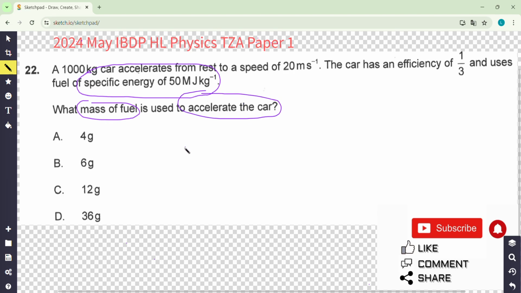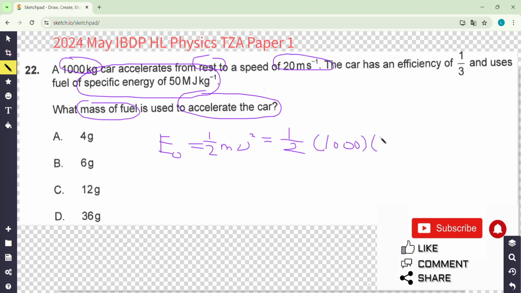So how much energy is gained? 1000 kilogram, 20 meter per second from rest. Okay, so the energy output is a half mv square. Half, 1000, 20 square. So you calculate it and then you get 200,000 joules, 200 kilojoules.